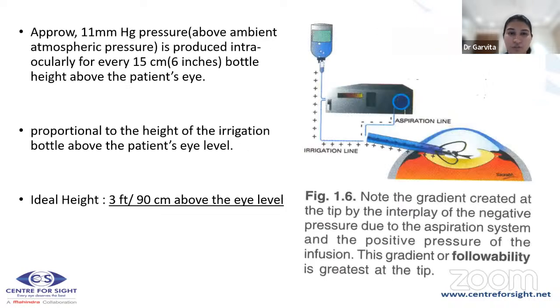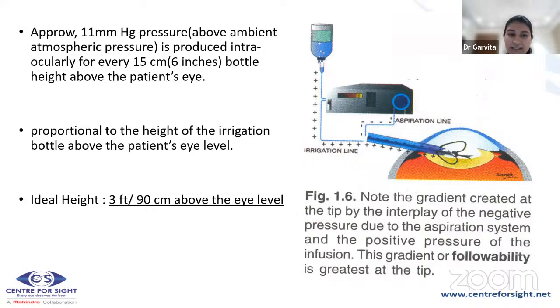Now a general question is how high to keep the bottle. What is the bottle height? Approximately 11 millimeters of mercury pressure above the ambient atmospheric pressure is produced intraocularly for every 15 centimeters or 6 inches of bottle height above the patient. What that means is the bottle height is directly proportional to the irrigation pressure and the patient's IOP.